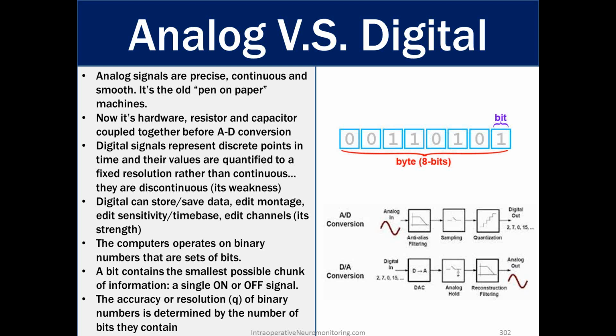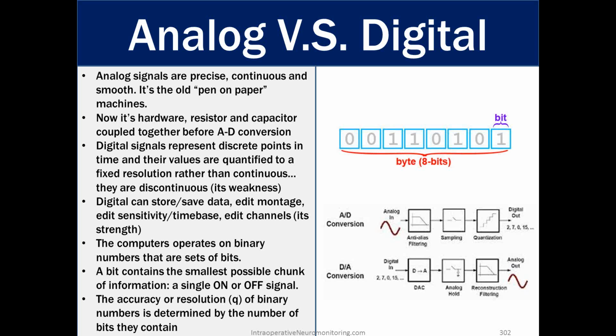Analog versus digital filtering. Analog signals are precise, continuous, and smooth. It's the old pen and paper machine. Now it's hardware, resistors, and capacitors coupled together before the AD conversion. Digital signals represent discrete points in time, and their values are quantified to a fixed resolution rather than continuous. They are discontinuous, which is its weak point.